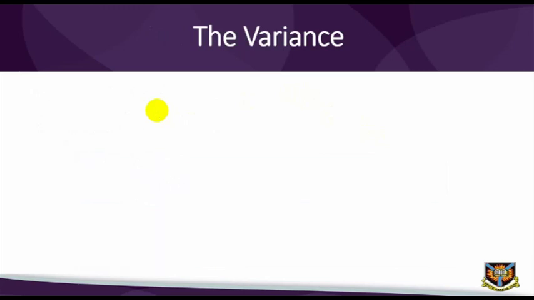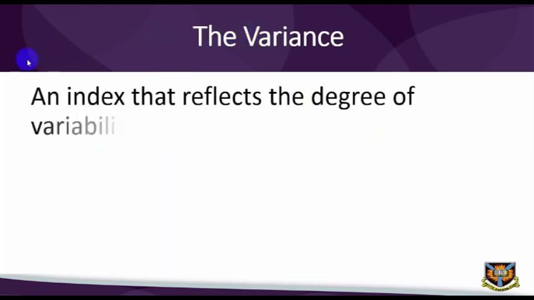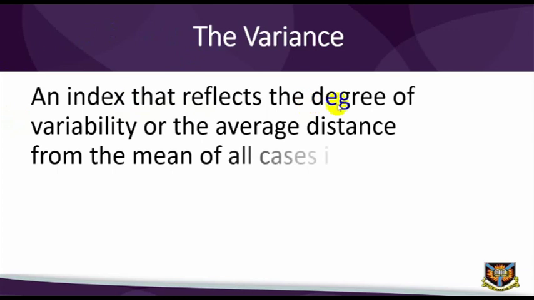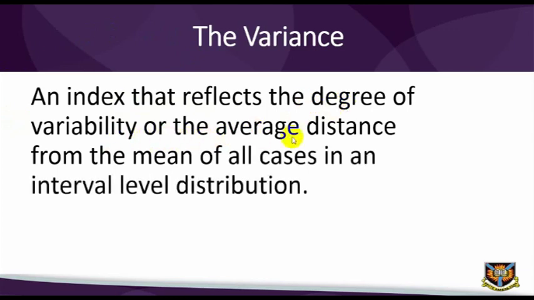3. The variance. The variance is also an index that reflects the degree of variability, or the average distance from the mean of all cases in an interval level distribution. However, it relies on the squared distance between x and x bar. Its derivative, the standard deviation, converts the squared unit to a linear one.